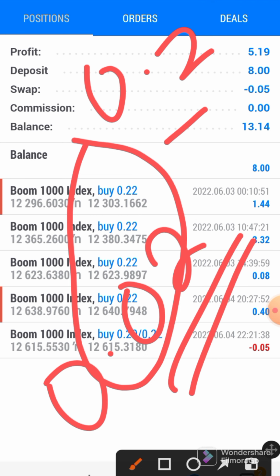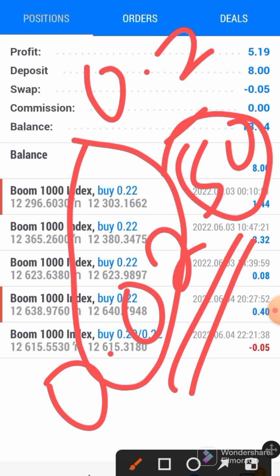Please, the number one step: never use more than 0.02 lot size, only 2 cents, when you are trading a small account, any account that is not more than $10. Why? Because if you are using only 2 cents, let's assume it's an $8 account, for you to lose $1, the market has to move 50 good pips before you can lose $1.